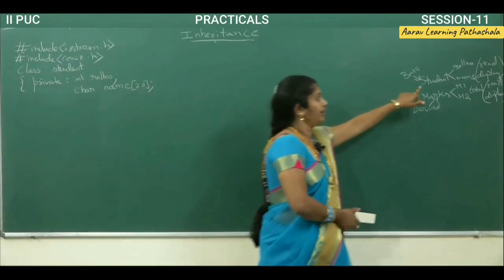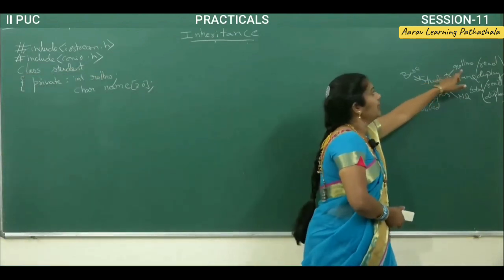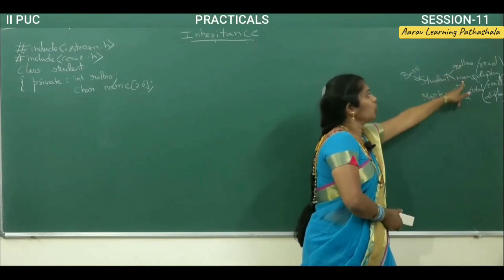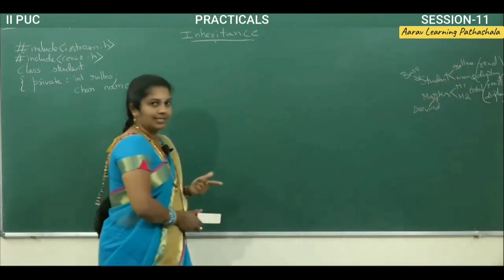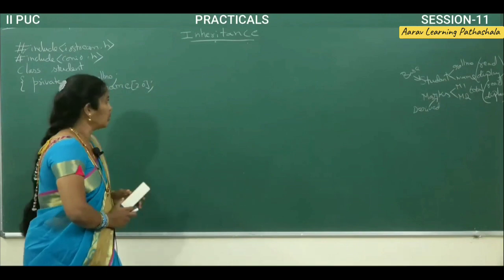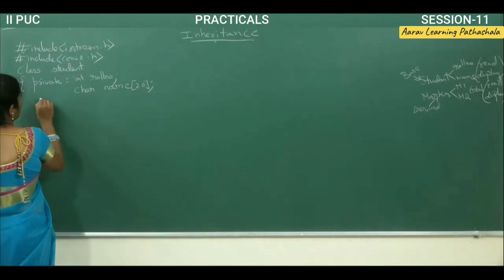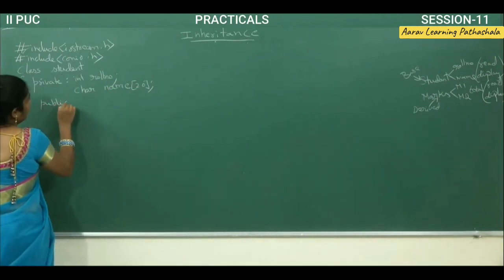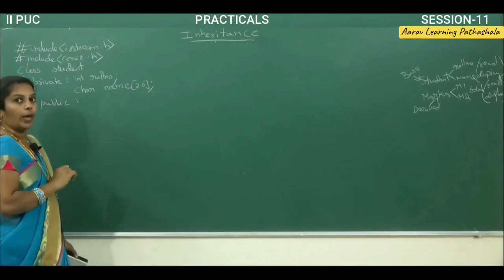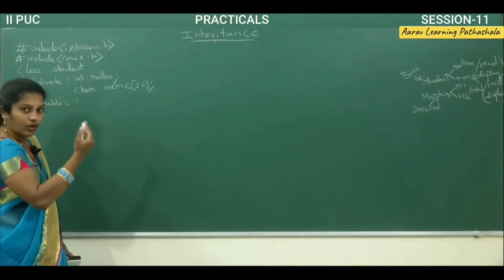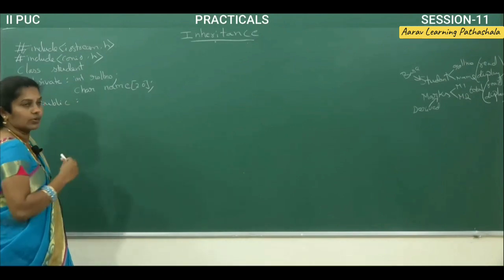I declared the base class student, and there two data members, roll number and name. What is the next thing? I have to read and display this value. Then in the public section we have to write the functions of read as well as display.